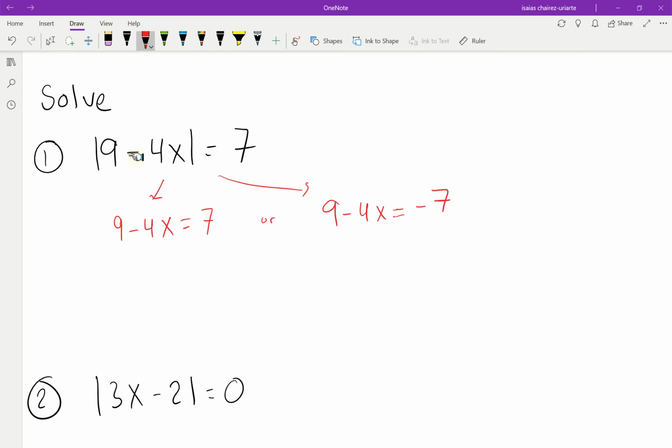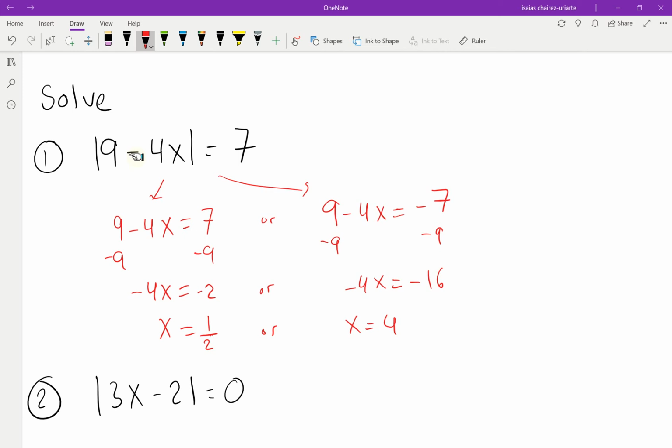But these aren't too bad to solve because these are just linear equations. So let me solve them. Let me subtract 9. That says negative 4x equals negative 2 over here. And over here I have negative 4x equals negative 7 minus 9, that's negative 16. Then I'm going to divide everything by negative 4. If I divide negative 2 by negative 4, that's 1/2. And over here, x is equal to positive 4.